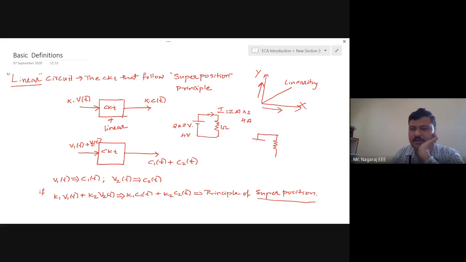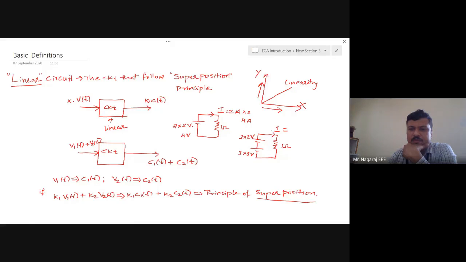I will add 2 batteries. This is for our understanding, need not be the same every time. Now I will give 2 into 2 volts, 3 into 3 volts. This is 1 ohm. Now what will be the current I, depending upon the value of the resistor? It need not be that C1 of t is equal to C2 of t. It can be anything. I have taken 1 ohm just for our normalized understanding.